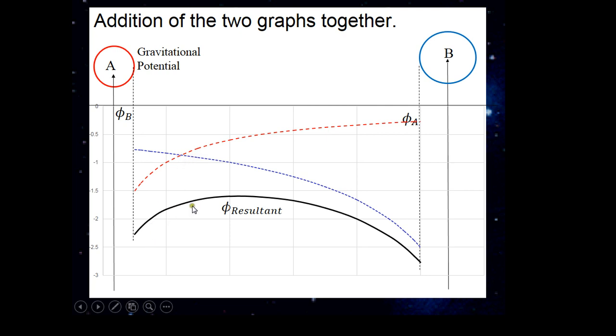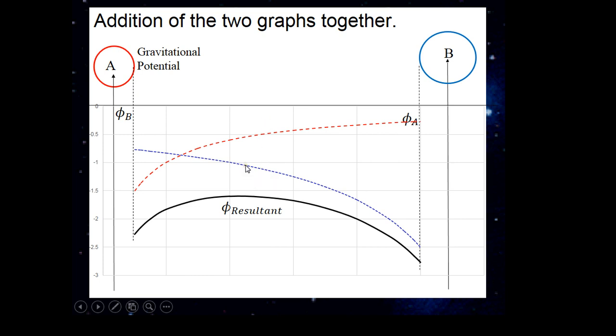And you notice that the resultant maximum is not at the intersection. One of the common misconceptions of students is they think that at the intersection is where the maximum resultant potential is. It's not true. It is at the point where the increase in potential of B with distance is equal to the decrease in potential of A with distance. That means the change of potential with distance must be equal. You will see why later on.